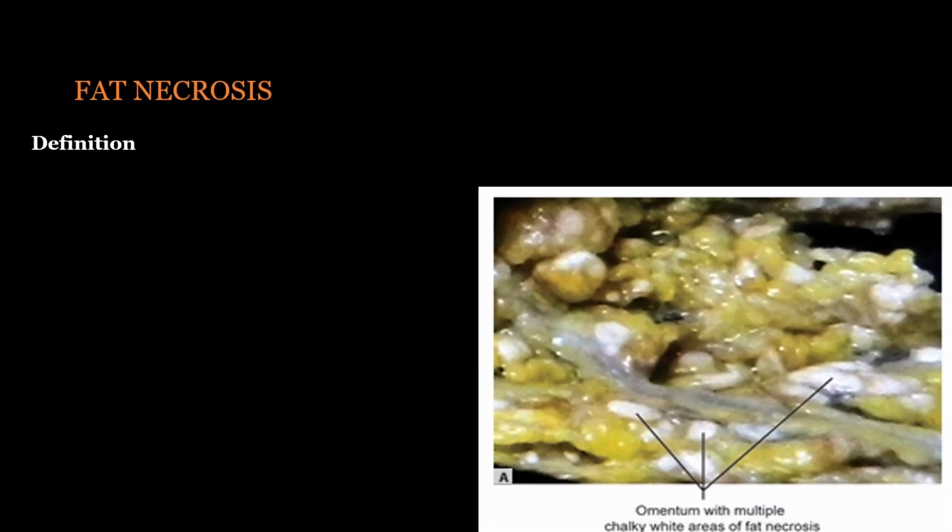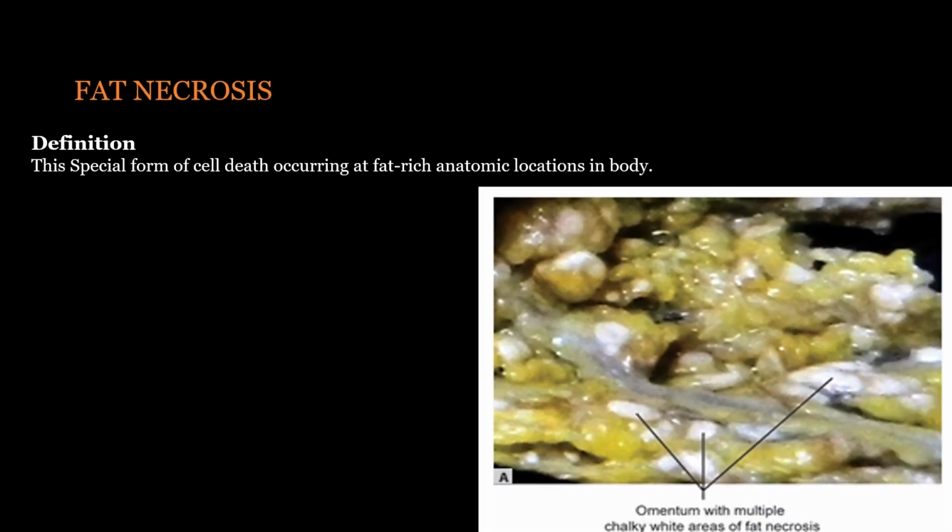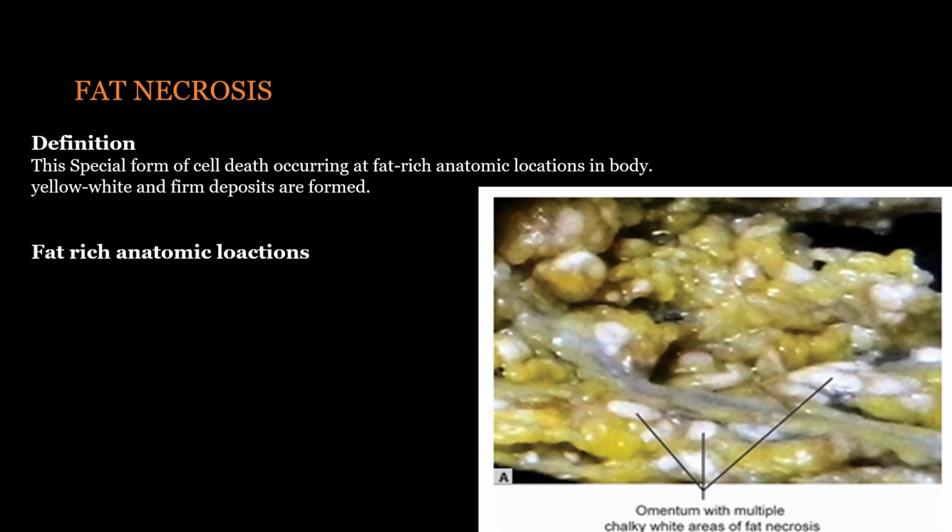Now let's talk about fat necrosis. What is fat necrosis? Fat necrosis is a special form of cell death occurring in fat-rich anatomic locations in our body. In our body, we have certain parts that contain a high amount of fat. Examples of those areas are the omentum, the pancreas, and also the breast of females. These are the fat-rich anatomic locations in our body. Hence, fat necrosis occurs in them.